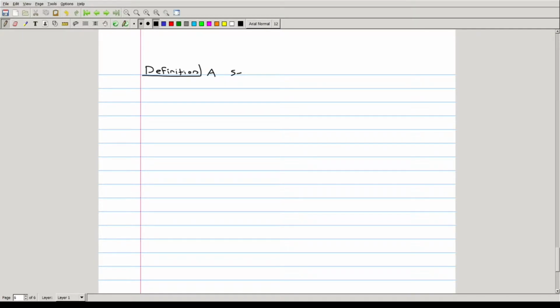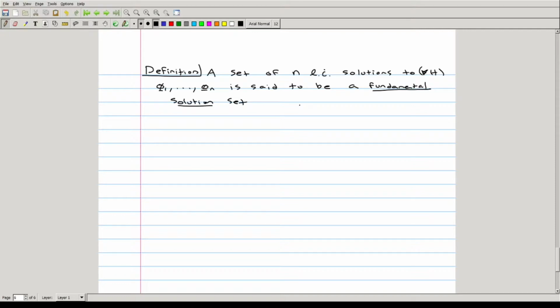So a set of n linearly independent solutions to the homogeneous system star H, phi1 to phi n, is said to be a fundamental solution set to star H.